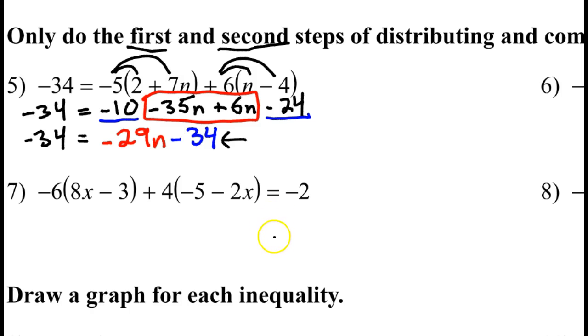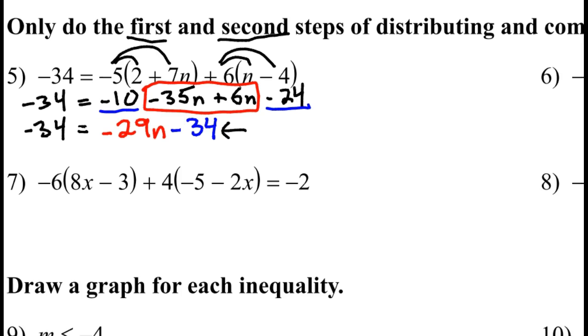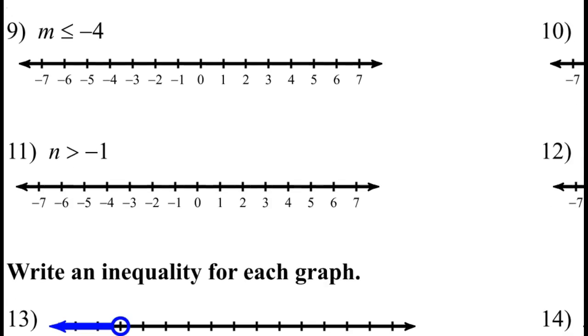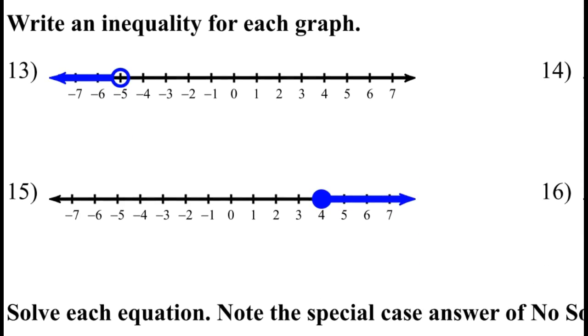Alright, I'm going to give you a few minutes. Go ahead and finish up 1 through 8 for sure. I'll be walking around checking those. And then go ahead and do the review for just graphing. If you need to, look at the symbols on the board: which way does the arrow point, is it open or closed?